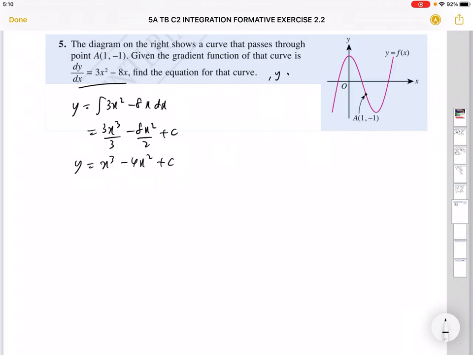Now I need to find the value of c. So we need a point on the graph, and you can see point A is given. So your A is 1, negative 1. That means my y is negative 1 when my x is 1, right? So minus 1 is minus 3 plus c. C is just 2. So my equation of the curve is just this.